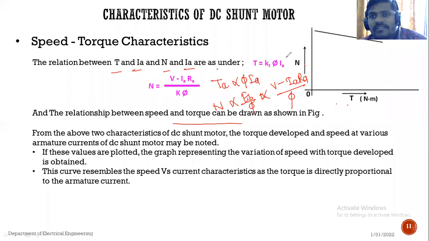The speed of the DC shunt motor is plotted on the y axis. The torque of the DC shunt motor is plotted on the x axis. What will happen if the torque increases?